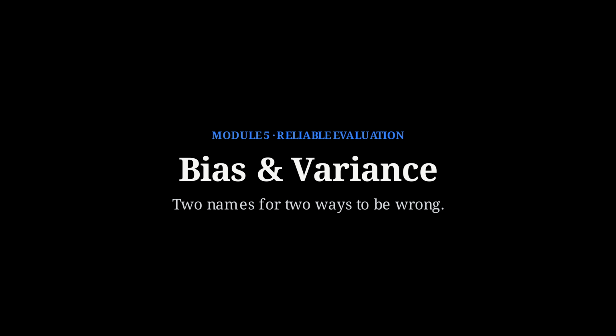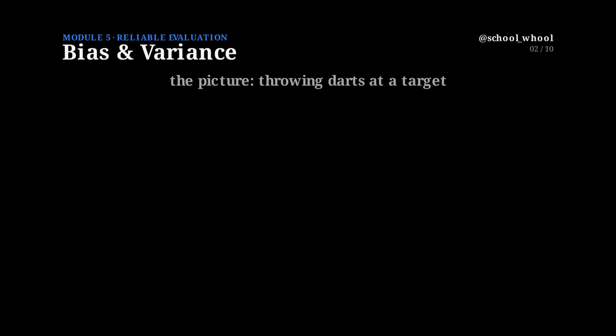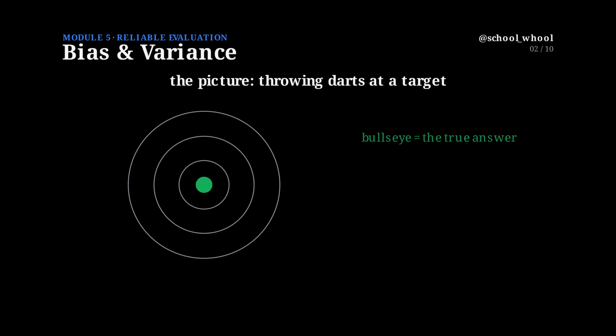Last lesson we saw two failures, a model too simple and a model too complex. Those failures have proper names, bias and variance, and there's a beautiful way to picture them. Imagine throwing darts. Here's a dartboard. The bullseye in the center is the true answer we're trying to hit.